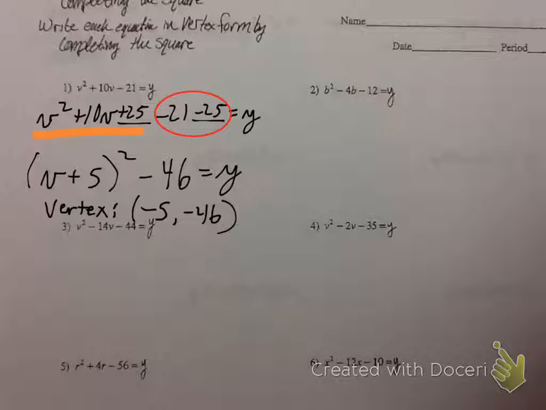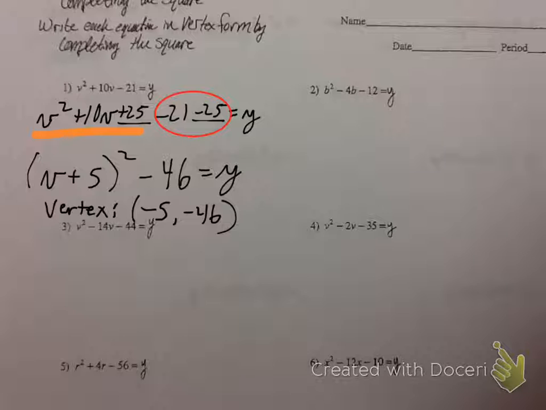So C is k, pretty much? So you do it the same. After we combine those two, yes, that's k. So our actual answer is negative 5, negative 46, right? That's your vertex.